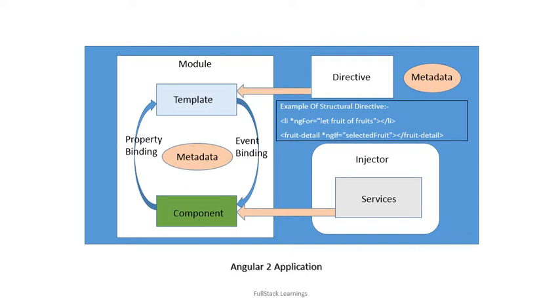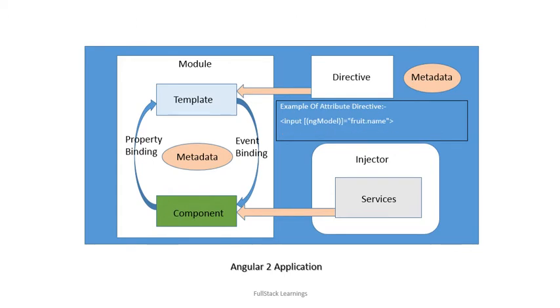Now, structural directive. Structural directives alter layout by adding, removing, and replacing elements in the DOM. Here, the example template uses two built-in structural directives. That is, ngFor tells Angular to stamp out one li per fruit in the fruits list, and ngIf includes the fruit detail component only if a selected fruit exists.